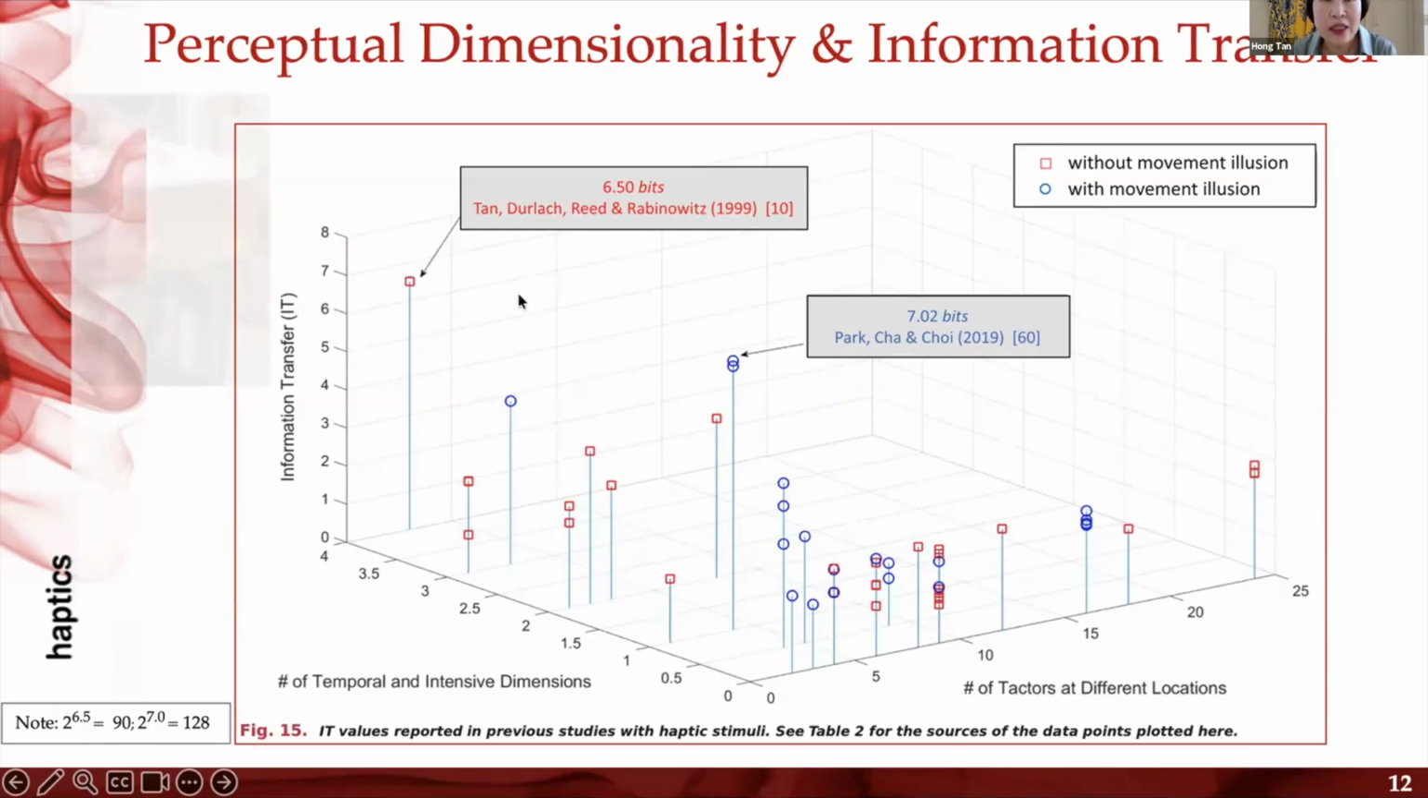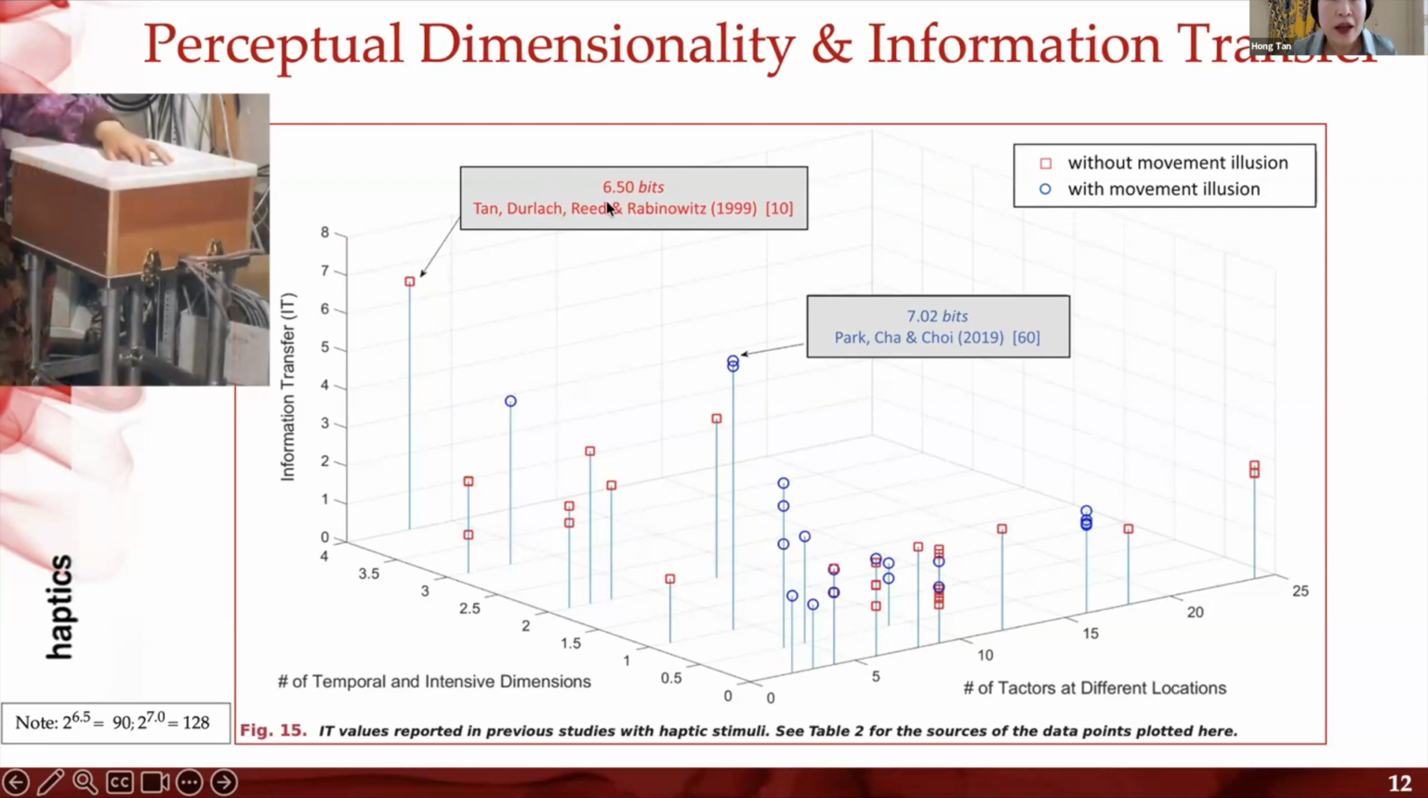So this is like 6.5 bits, what I have measured with my PhD thesis work. I have a little note that says 2 raised to the power of 6.5 bits is 90 stimulus alternatives, which means when I ran those experiments, I was able to identify 90 signals without mistake. How did I do that?